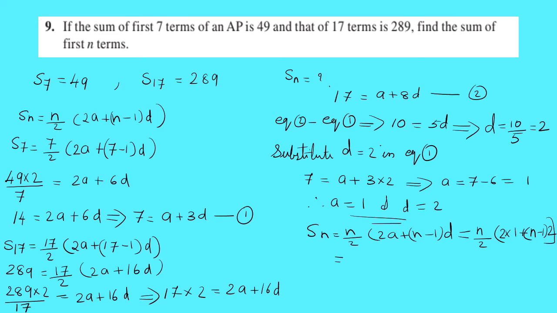Again equal to n upon 2 multiplied by 2 plus 2n minus 2. These two are getting cancelled. So you are having 2n square upon 2, that is equal to n square. Therefore, Sn equal to n square. So you are getting Sn as n square.